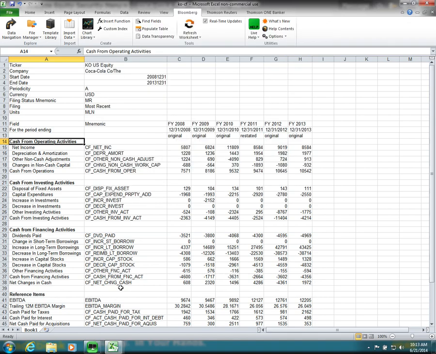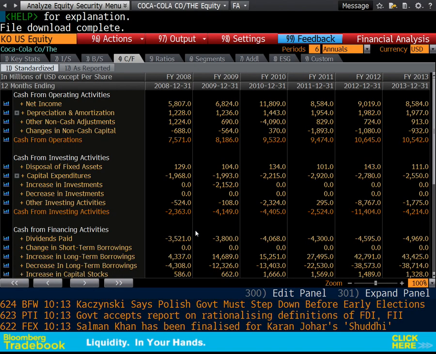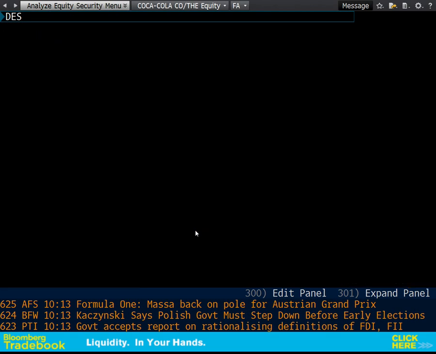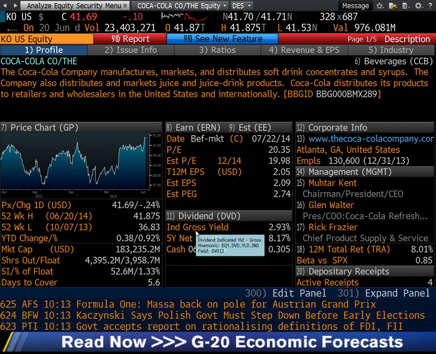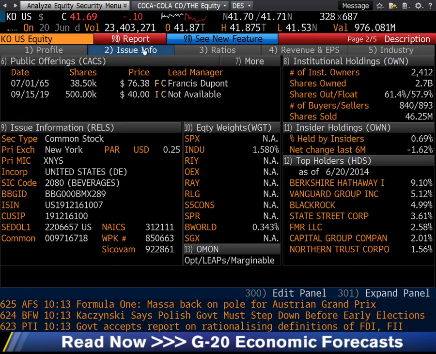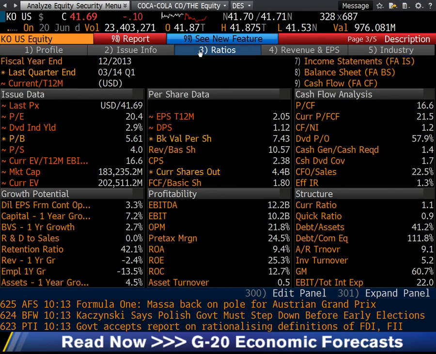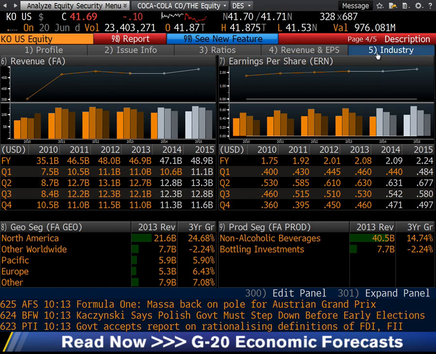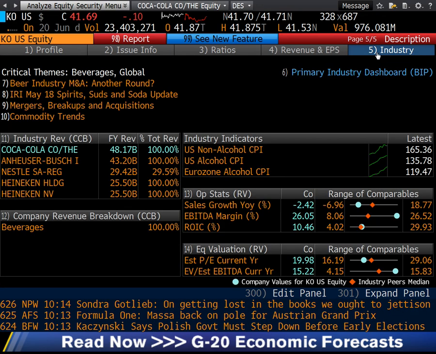Okay. I'm going to need 3 screenshots. We're going to go ahead and take them now. Next field we're going to use is called DES, which stands for description, security description. It's literally pages of data in summary format that are important for the company, including some industry data about Coca-Cola and their peers and just general information and trends that Bloomberg has added here.